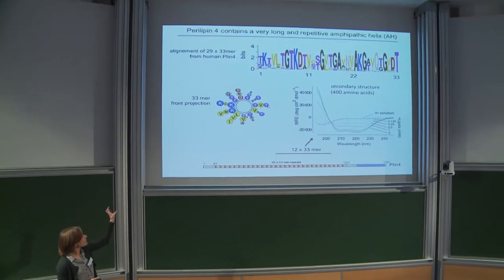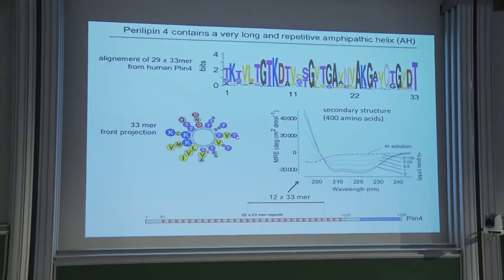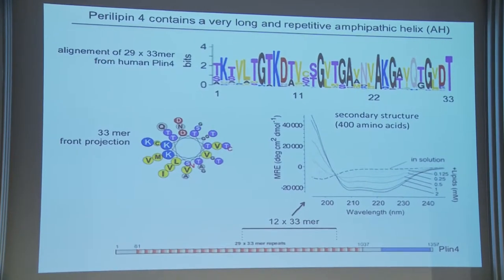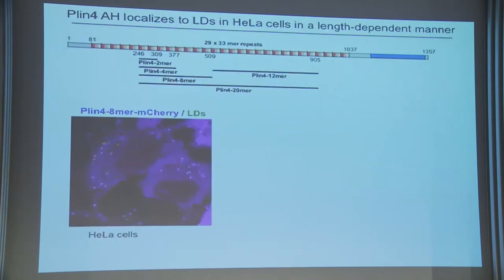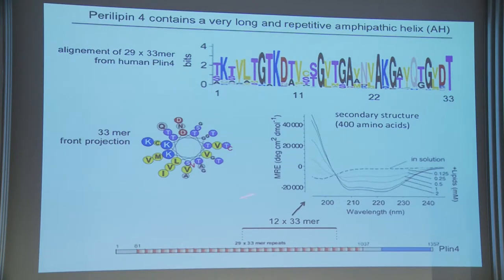The sequence is composed of these 33 amino acid repeats, and in the human version, you can identify about 29 repeats. Here I'm showing you a plot, an alignment of the repeats from the human protein. You can see how in many positions of the repeats, you always have the same amino acid. And when you plot one repeat on a helical wheel, you can see that it could form an amphipathic helix. It has a hydrophobic side and a polar side. You can see that the hydrophobic side is not very strong, so you don't have any large hydrophobic residues.